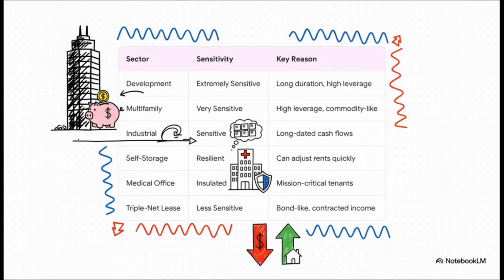Right at the top of the uh-oh list are new development projects, right? They're a long-term bet, they use a ton of debt, they just get hammered by rising rates. But then you go all the way to the other end of the spectrum, you have things like self-storage, where owners can raise rents pretty much monthly to keep up, or medical offices with super stable long-term leases that provide a predictable income stream no matter what the Fed is doing.